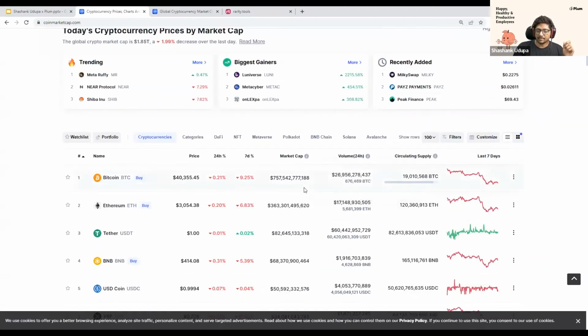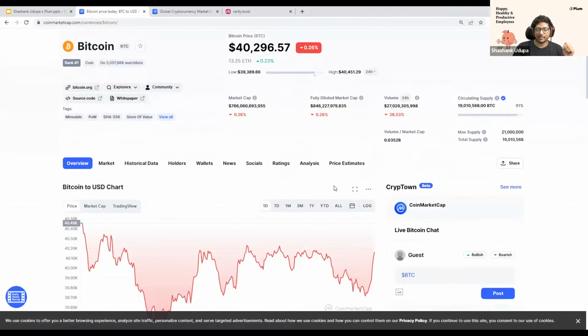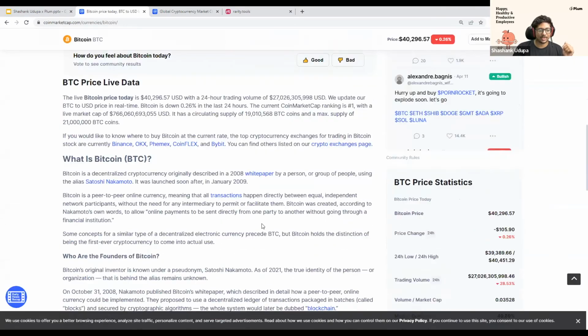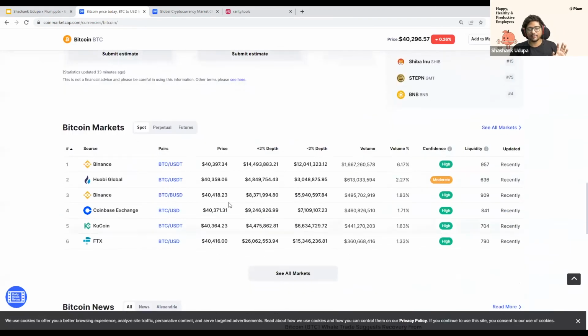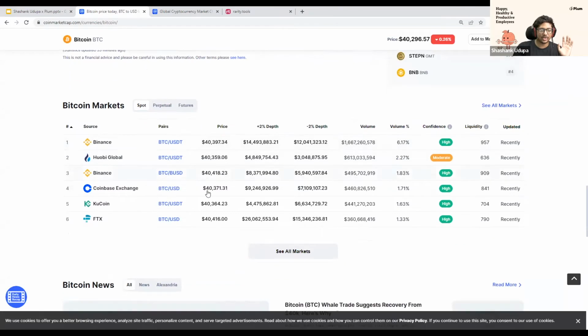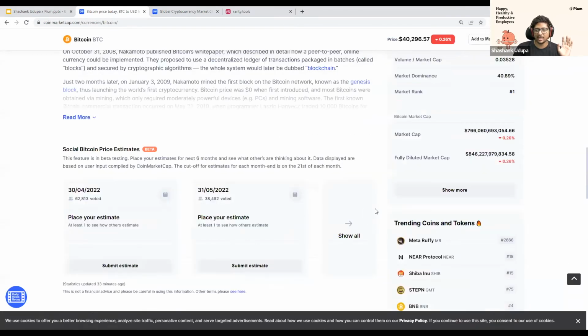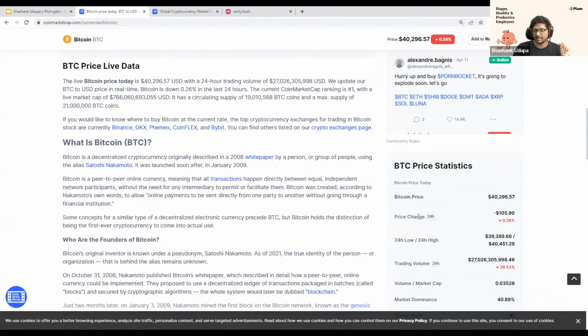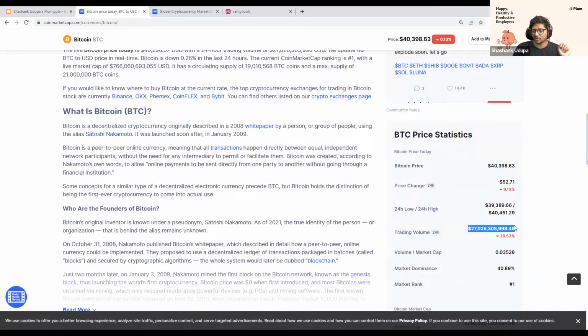Now, if I click on, say, Bitcoin, you will see the top 24-hour volume. So I'm coming down here. Volume is basically where the money flows. How much money is moving in the market is what the volume is. So you'll see on which exchanges the money is flowing. And apart from exchanges, you will also see the price change. You will also see the trading volume, which is this: $27 billion in trading volume in the last 24 hours.